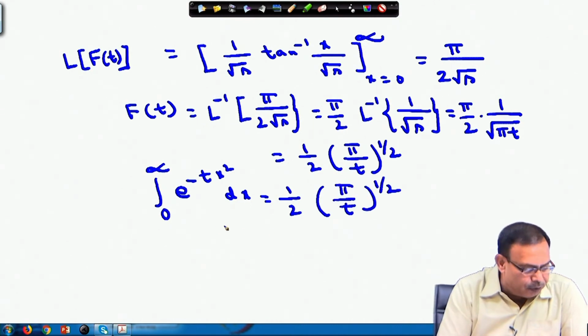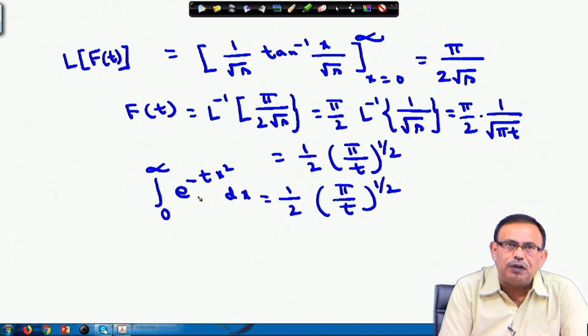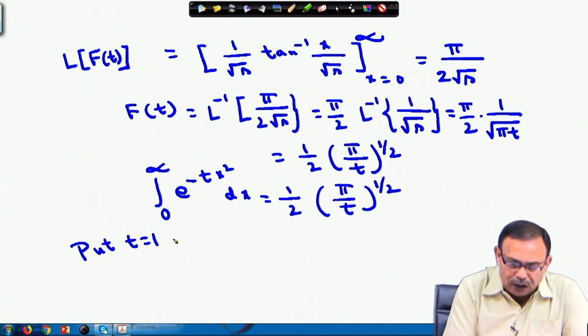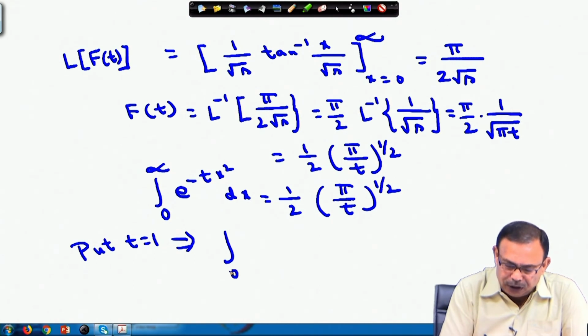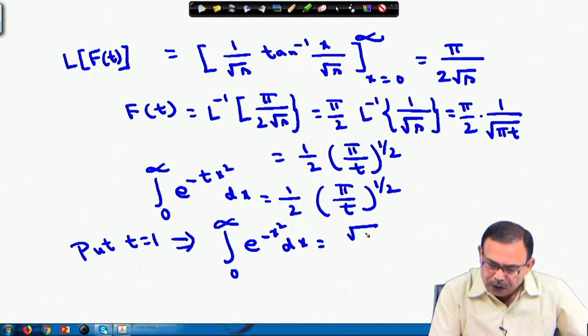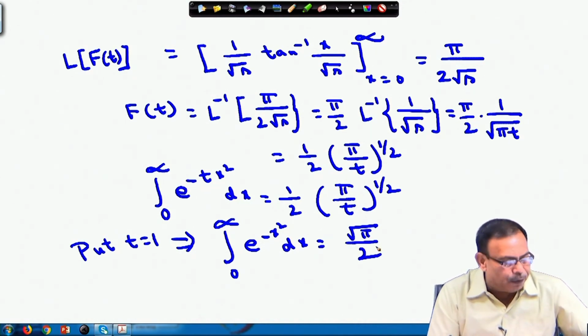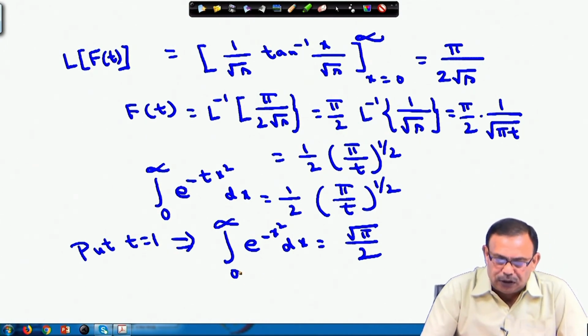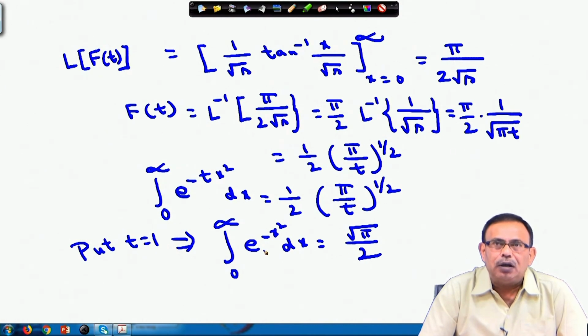And what you have to evaluate? You have to evaluate 0 to infinity e power minus x square dx. So if I put t equals 1, then from here I will obtain 0 to infinity e power minus x square dx equals root pi by 2. Therefore, the value of this one at t equals 1, 0 to infinity e power minus x square dx, is equal to root pi by 2.